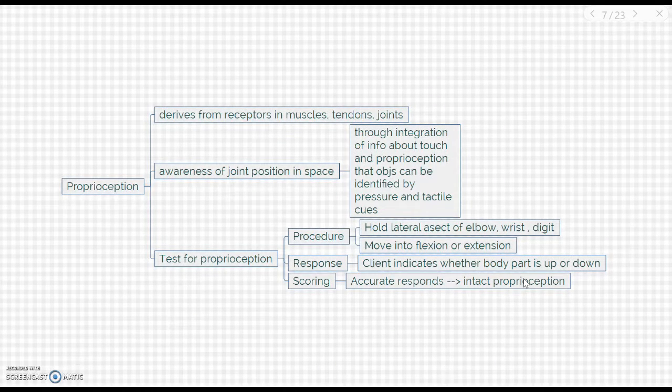So proprioception is awareness of joint position in space. You're going to hold the lateral aspect of the elbow, wrist, or digit and move those into flexion or extension, and the client has to tell you whether their forearm is up or down, or their wrist is up or down, their hand, fingers, whatever you're testing.